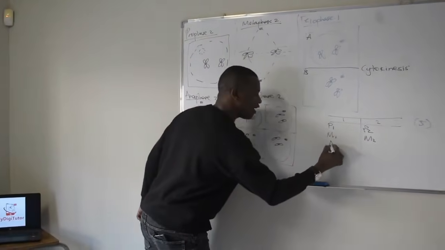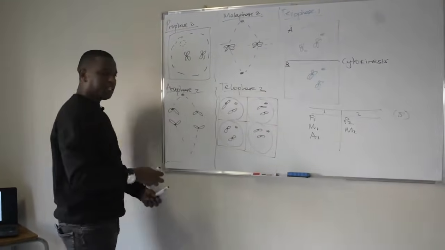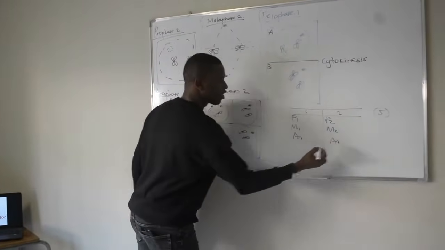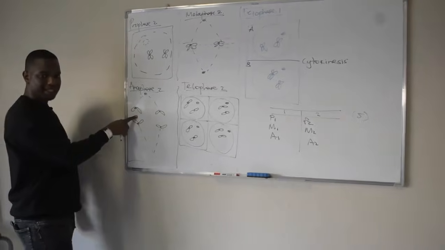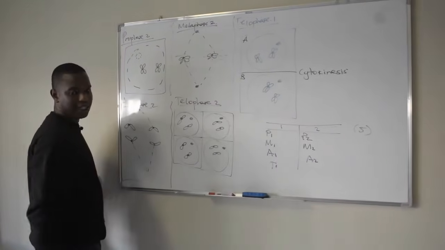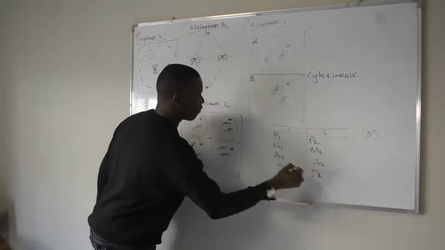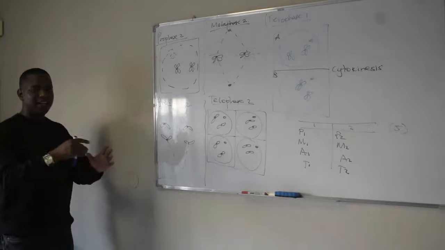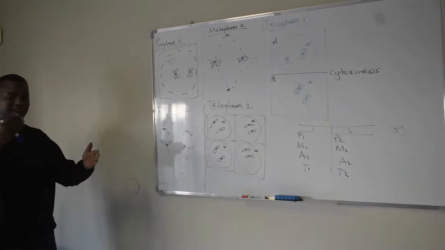In anaphase 1, spindle fibers pull chromosomes. In anaphase 2, spindle fibers pull chromatids. In telophase 1, 2 daughter cells. In telophase 2, 4 daughter cells. Do not jump. Go phase by phase.